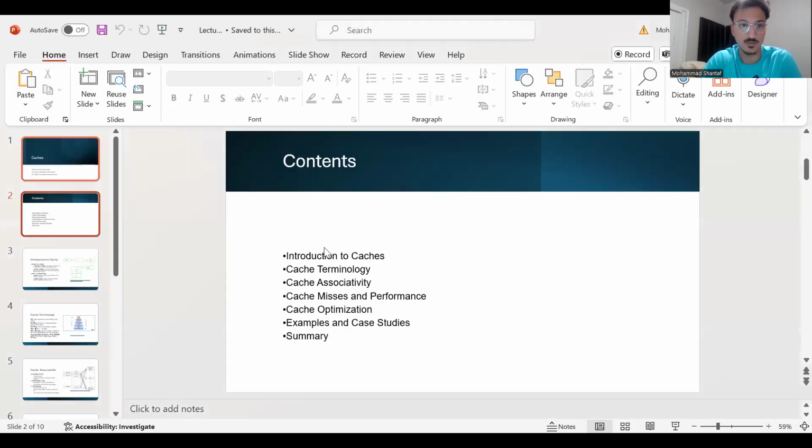Alrighty, so today we are going to be talking about cache memory. Let's do this real quick. Let me just share my screen. Okay, alrighty. Here we are.